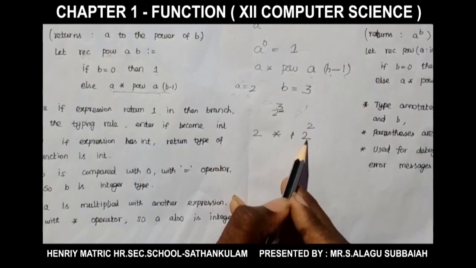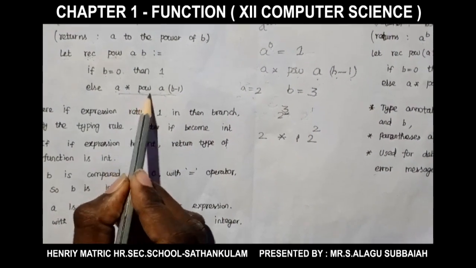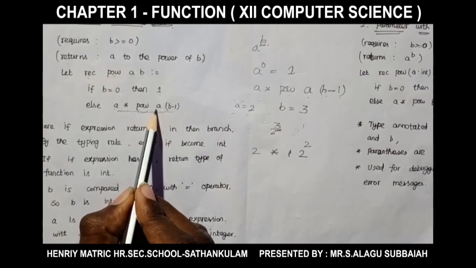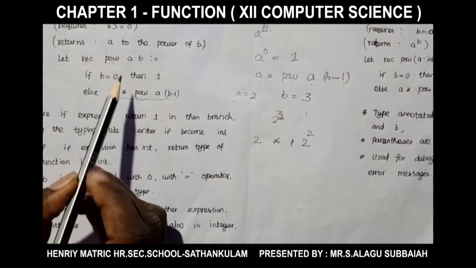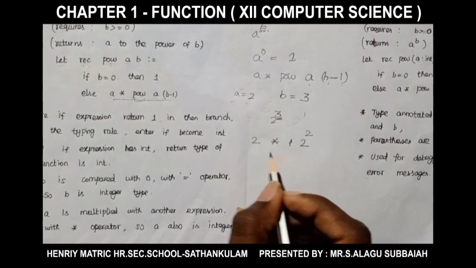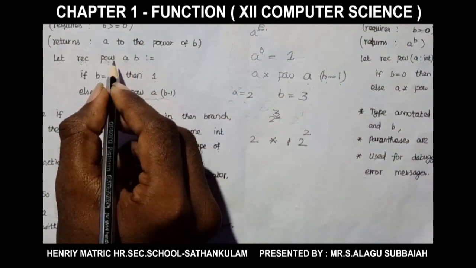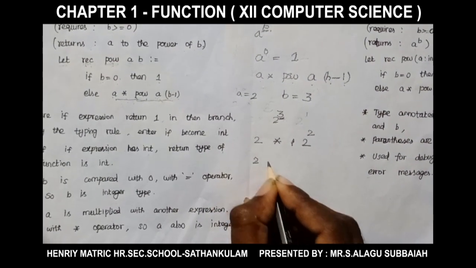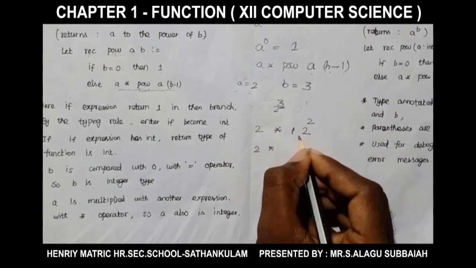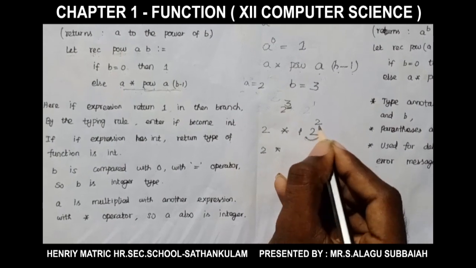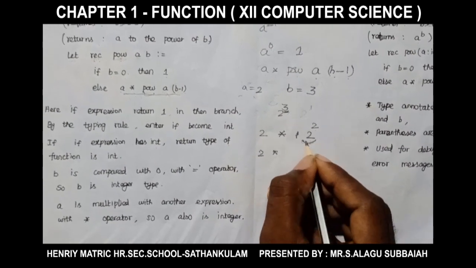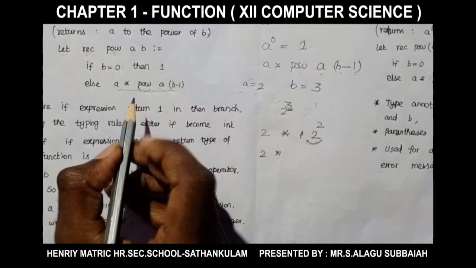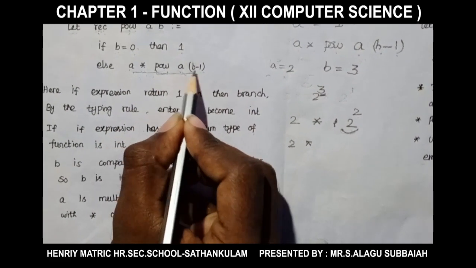So here we again call the power function with the arguments a and b minus 1. The power function is called again, so the same function is called and the else part is executed again here. So we write the 2 the same way, and this is 2 to the power of 2. Here the power function is applied again, so again we write a star power a, b minus 1.